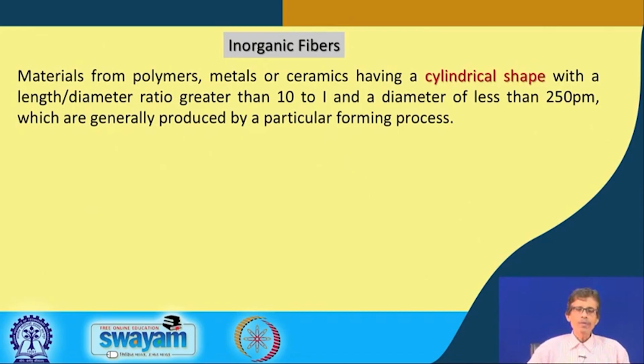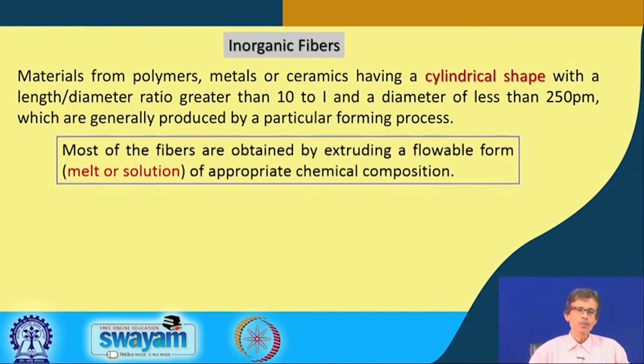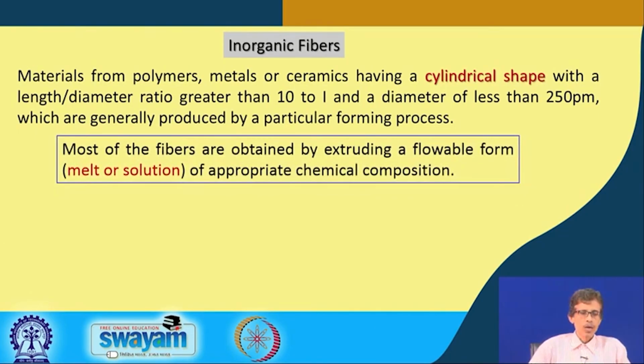So if we have a typical ratio, we can have a diameter in the range of 250 picometer, which are generally produced by a particular forming process, that means the production process. A particular type of industrial process can be used for the production of these sorts of fibers. And most of these fibers are obtained by extruding a flowable form.